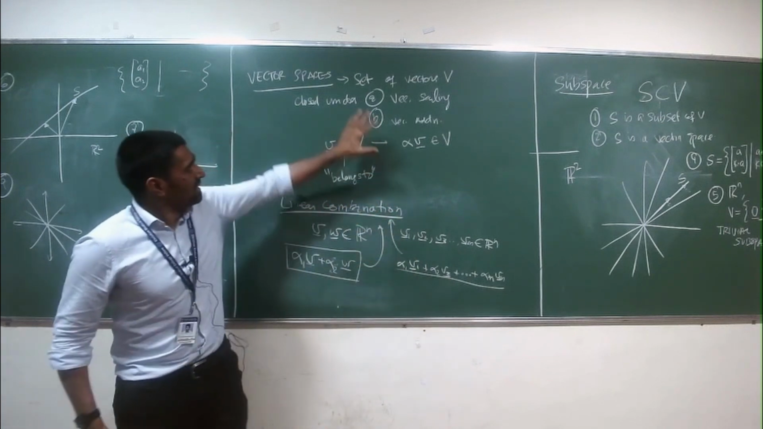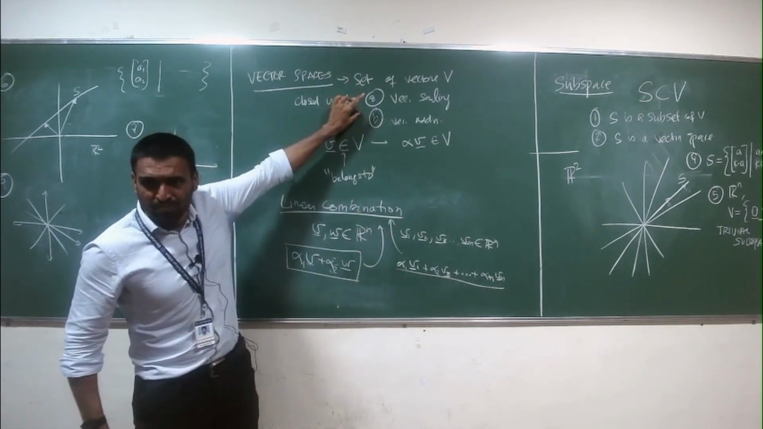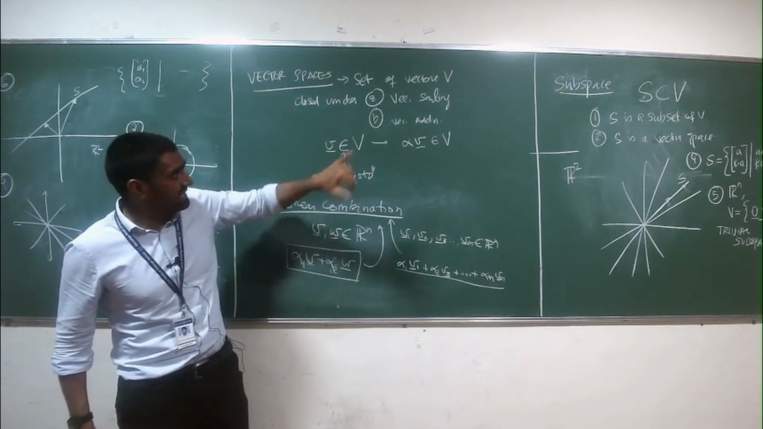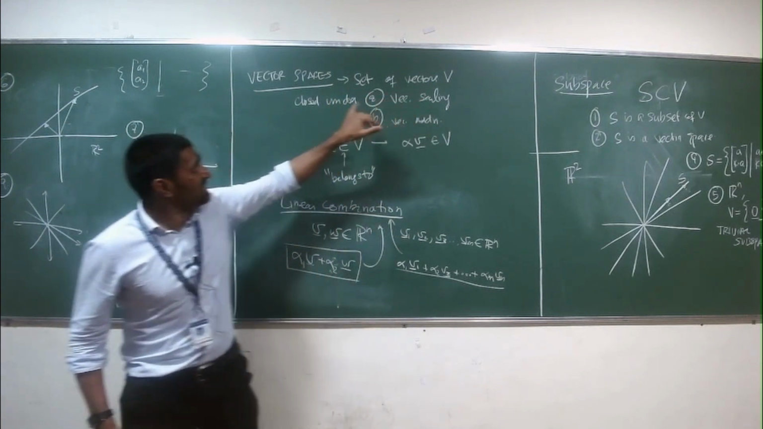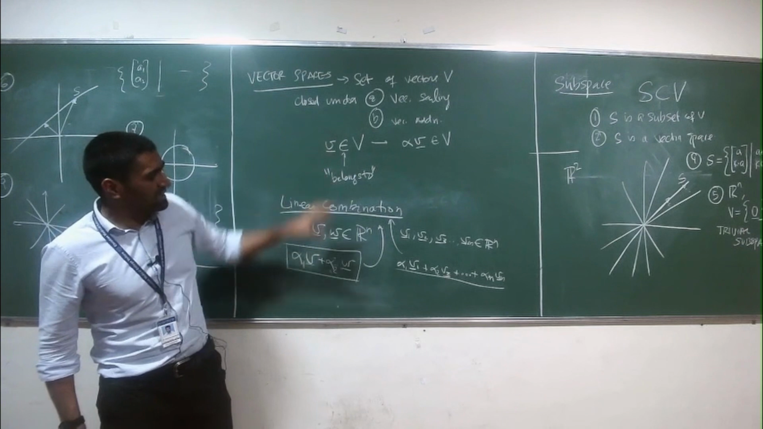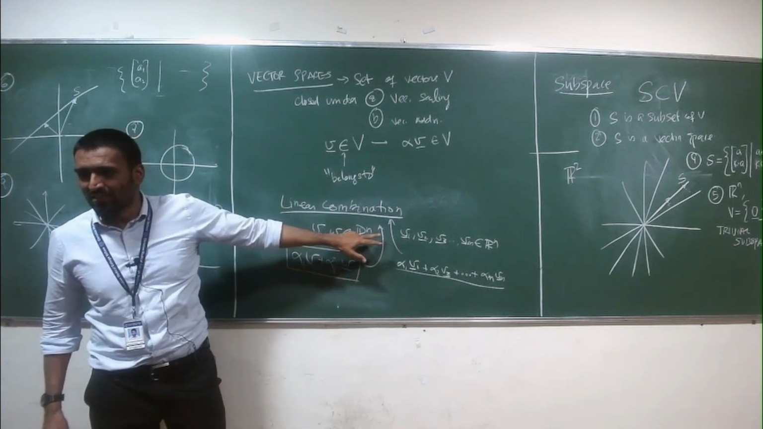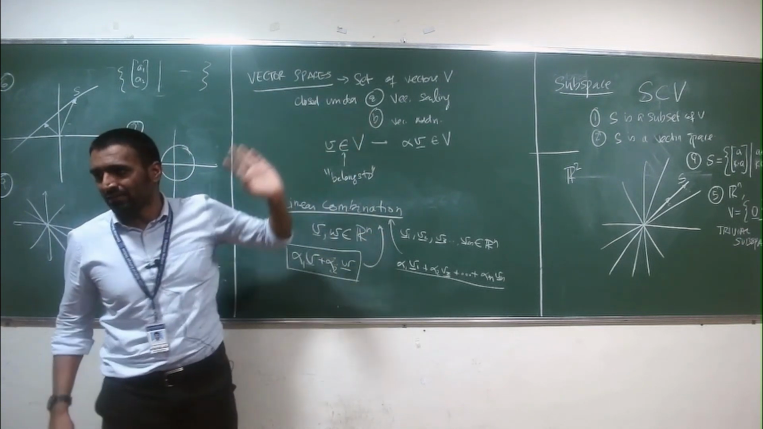Another way to compress these two and express it in one sentence is, if you have a set V, it has to be closed under linear combination of its elements, then it's a vector space, otherwise it's not.